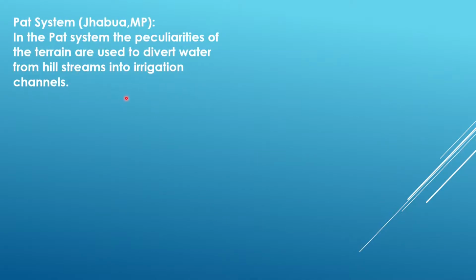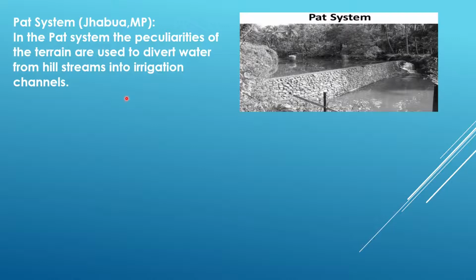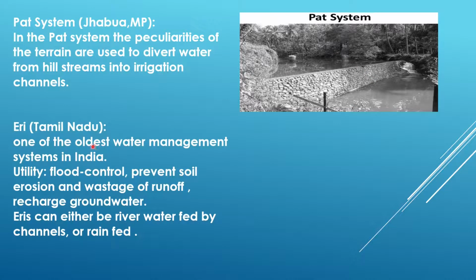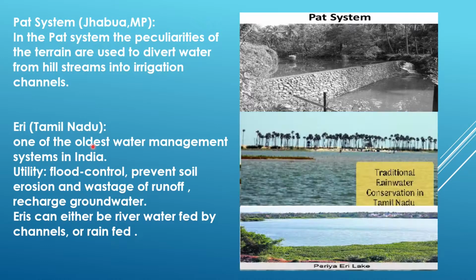Part system, that is Jabua in Madhya Pradesh. It's a kind of embankment. In the PAT system, the peculiarities of the terrain are used to divert water from hill streams into irrigation channels. Eri in Tamil Nadu is one of the oldest water management systems in India. Utility: flood control, prevent soil erosion, wastage of runoff, recharge groundwater.